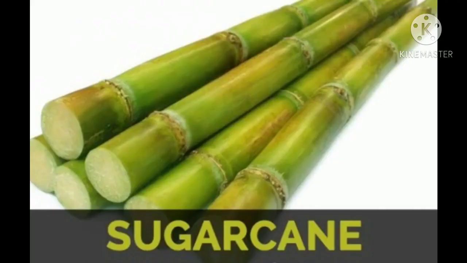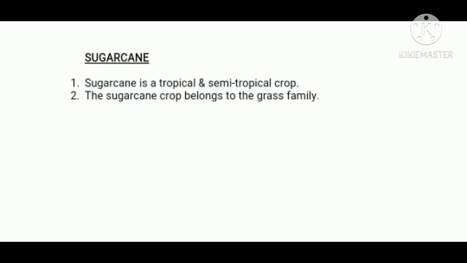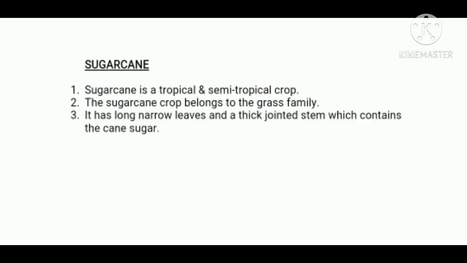So now let us begin with the first cash crop, that is sugarcane. Sugarcane is a tropical and a semi-tropical crop. The sugarcane plant belongs to the grass family. It has long narrow leaves and a thick jointed stem which contains the cane sugar.